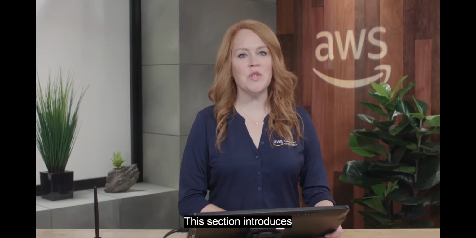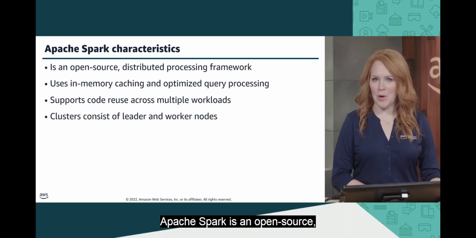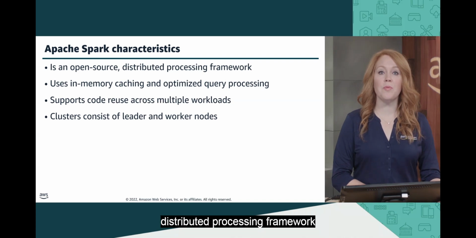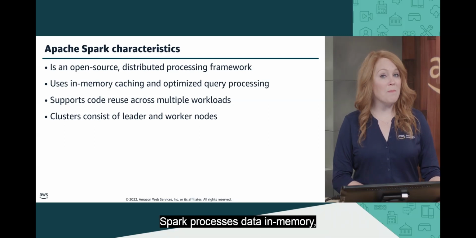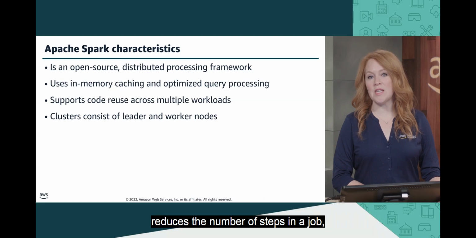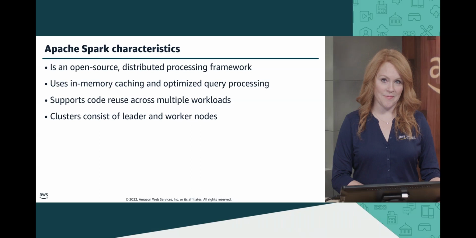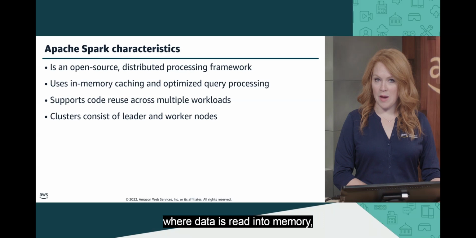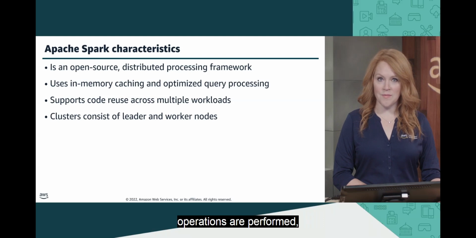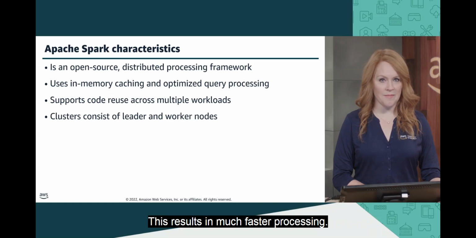This section introduces the Apache Spark processing framework. Apache Spark is an open-source, distributed processing framework that was created to address the limitations of MapReduce. Spark processes data in memory, reduces the number of steps in a job, and reuses data across multiple parallel operations. With Spark, only one step is needed, where data is read into memory, operations are performed, and the results are written back. This results in much faster processing.